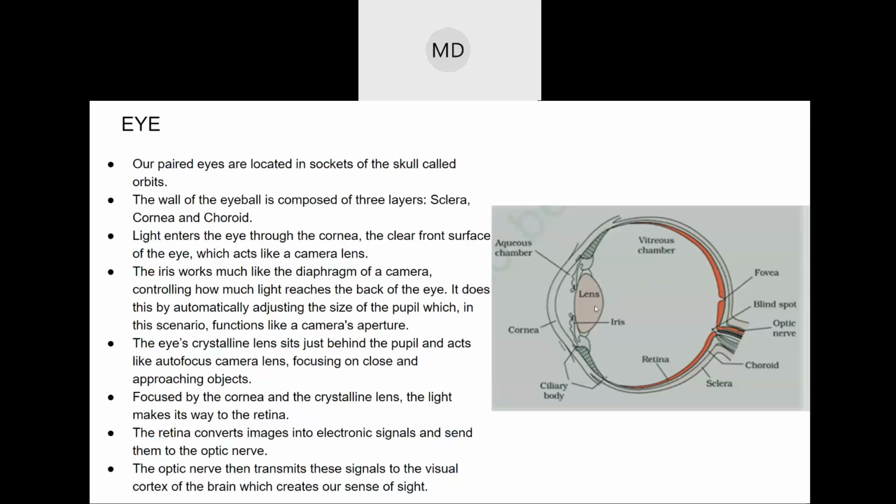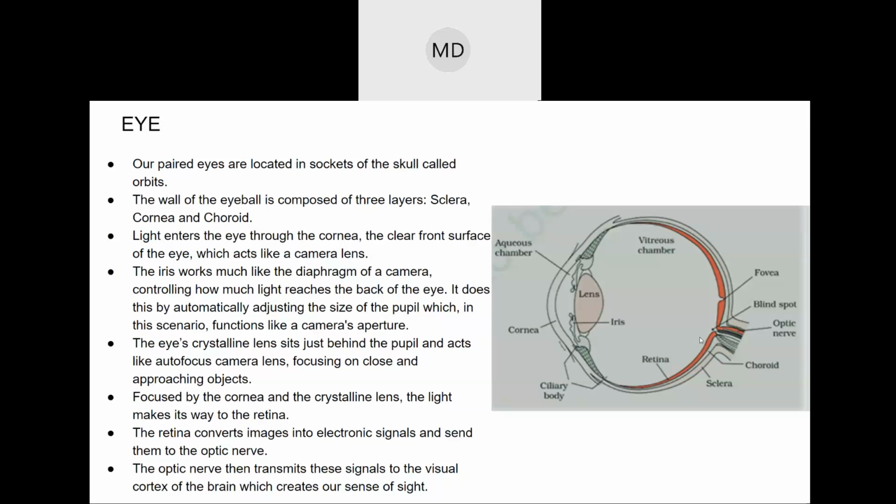Alright, and what will happen? The retina will convert the image that is in front of you into electrical signals, so that it can be sent to the brain. Whenever you're seeing some object, you need to recognize that object, right? Suppose you're seeing an old friend, you need to remember that person. Otherwise, you will not recognize whether this is a person or an object. Every memory is stored in the brain, right?